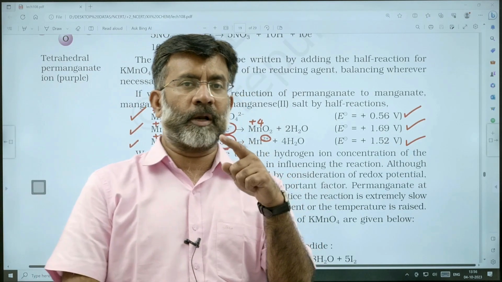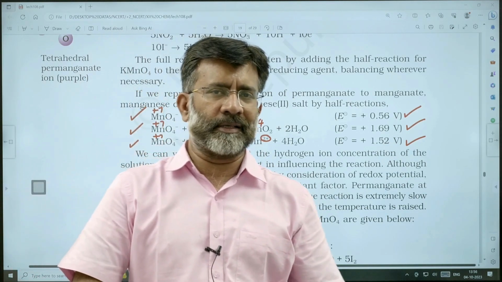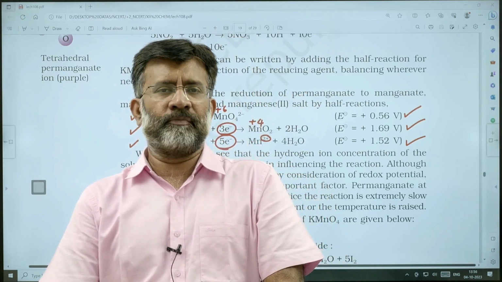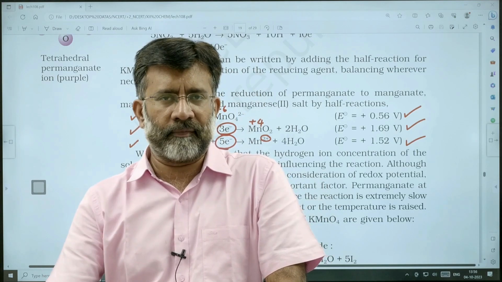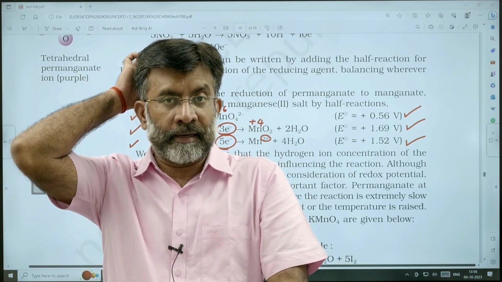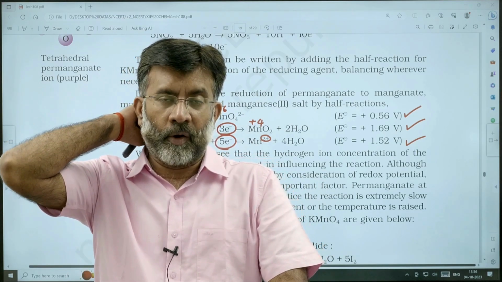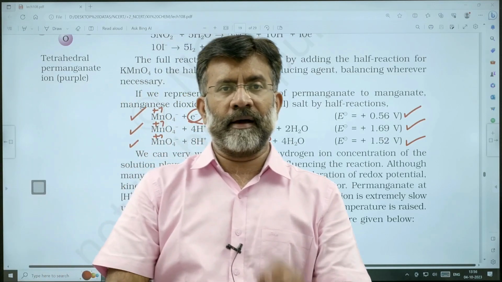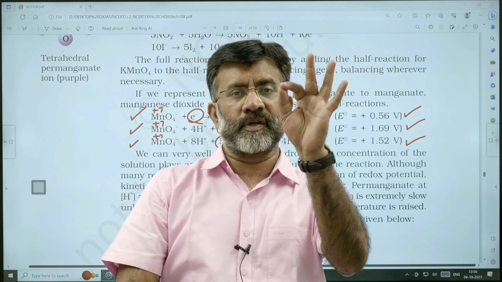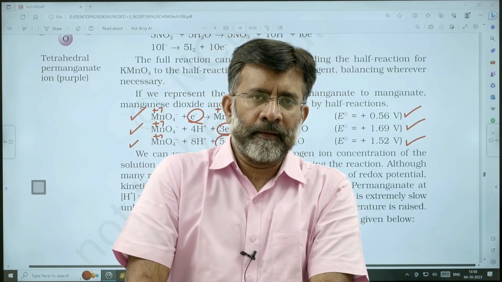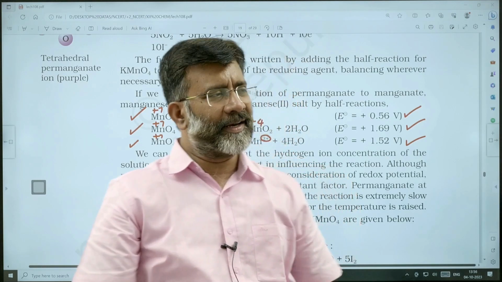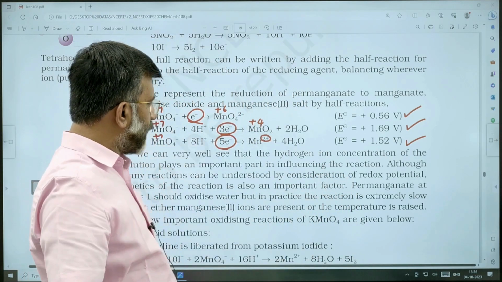The standard reduction potential is pretty high in the two cases compared to that of potassium dichromate. You can have a look at that. Greater the standard reduction potential, as all of you know, greater the chance for reduction, greater the functioning as an oxidizing agent. So potassium permanganate is a strong oxidizing agent, evident from the standard reduction potential.